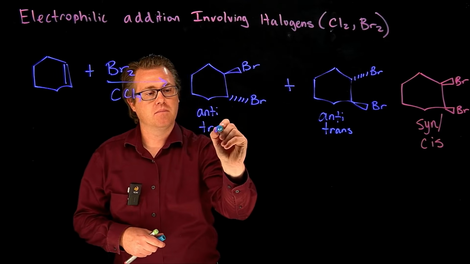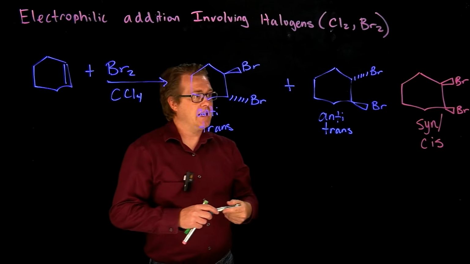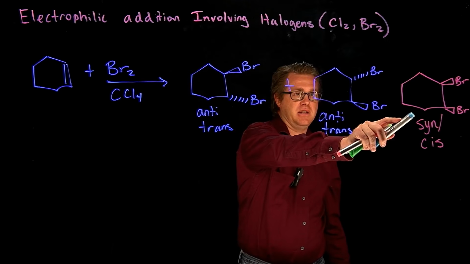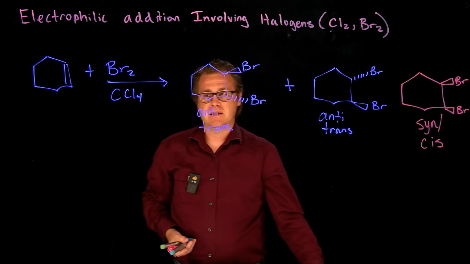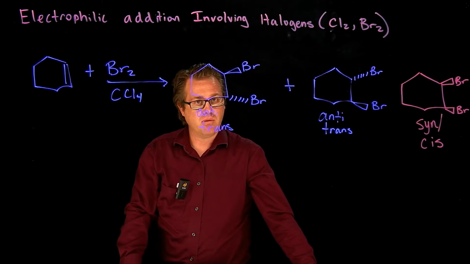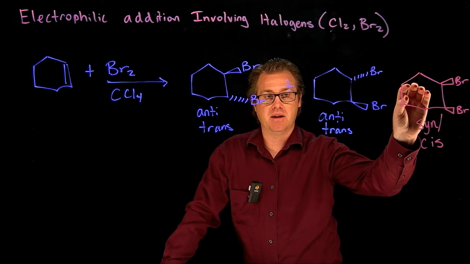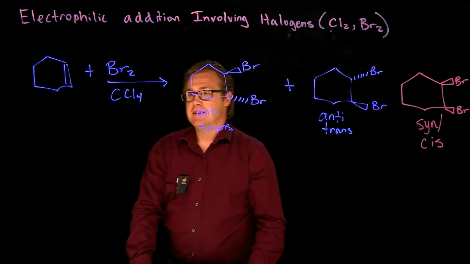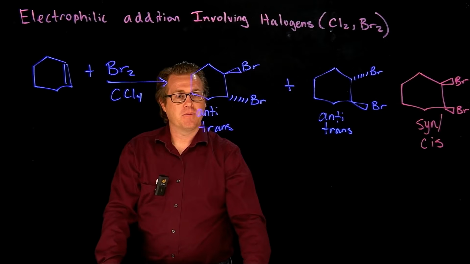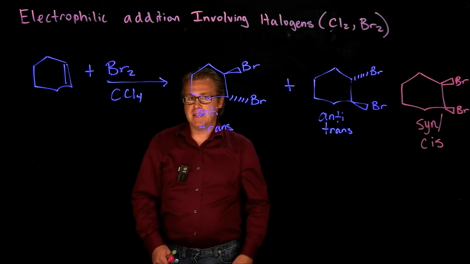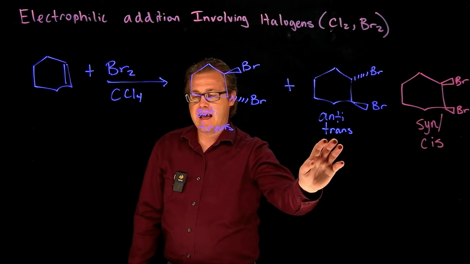All right. So what's interesting is we only get these two. We don't get any syn addition. So the mechanism is going to help us figure out why we don't see any of this product. Mechanisms are so cool. They help us understand so much here. So why don't we see syn? Why do we only see the anti-product?